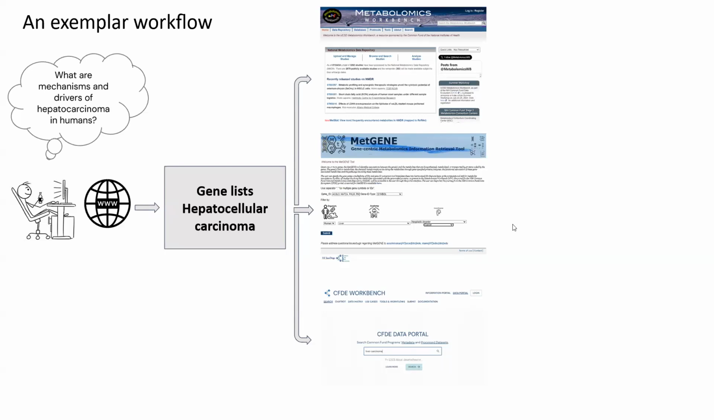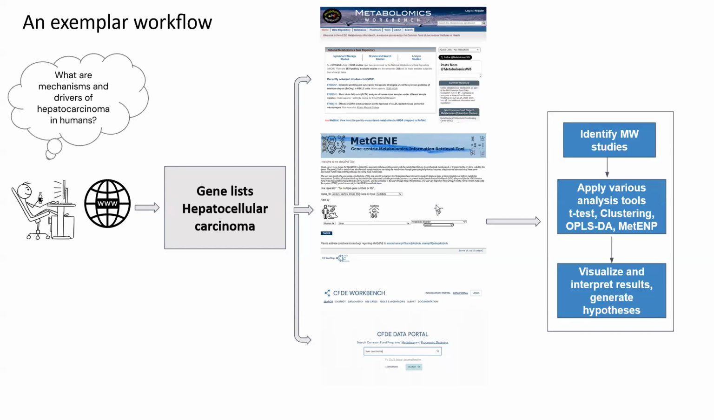So today, I will begin with, given a list of genes, apply the MedGene analysis to identify what are the studies in Metabolomics Workbench, and then show how various tools can be applied on those analyses, such as t-test, clustering, classification using OPLS-DA, and METNP. Then we can visualize the results from these, applying these methods, and interpret the results to potentially generate novel hypotheses or validate some of the results that we know from the literature.